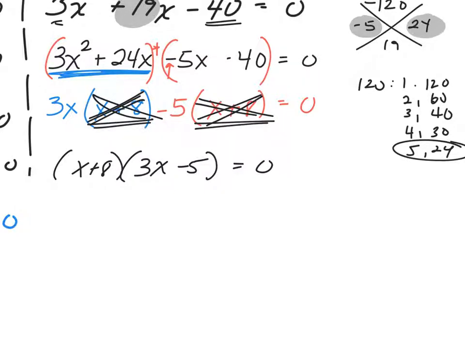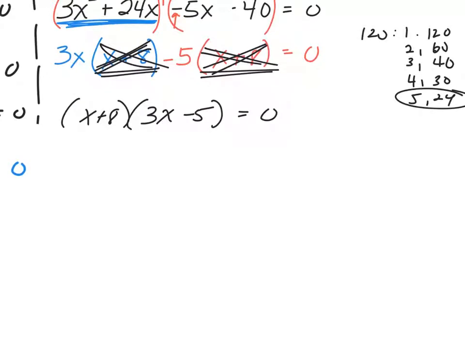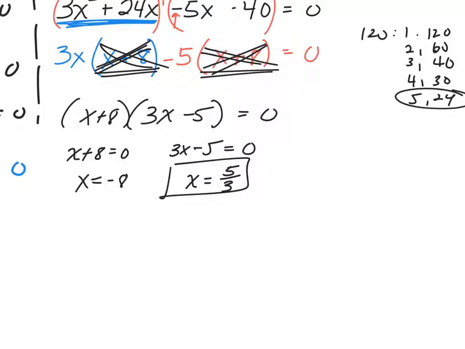So now, unfortunately, utilizing this method, we're still not done yet, because from here I now need to solve for the value of x that would make this 0. The process is you take x plus 8 and say it equals 0, and you take 3x minus 5 and say that could equal 0. And then from here you solve for x. In this case, x will equal negative 8. And in this case, you add 5 to both sides, then divide by 3, so x is equivalent to 5 over 3. So then I am now done.